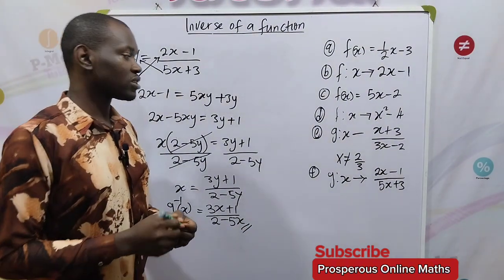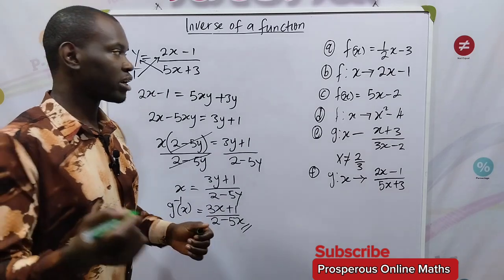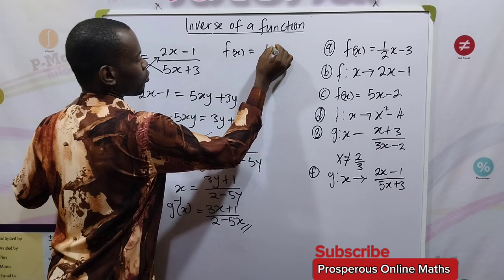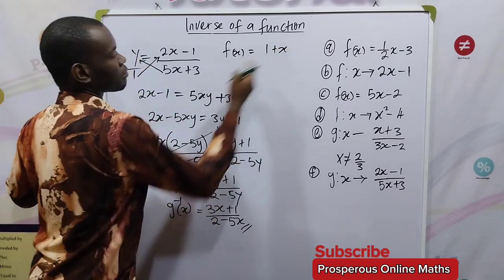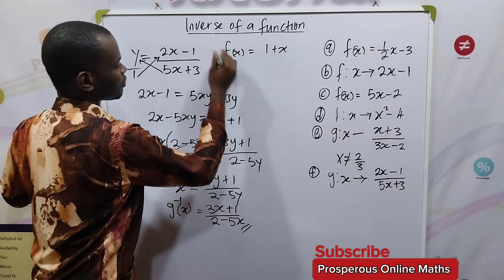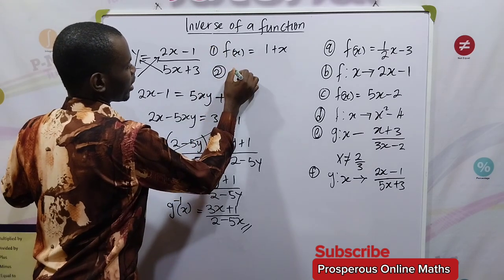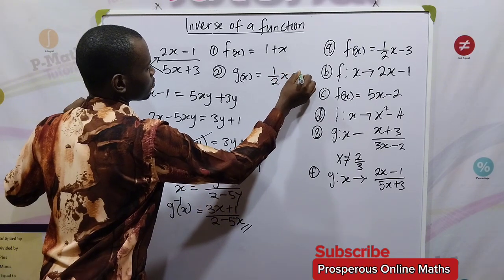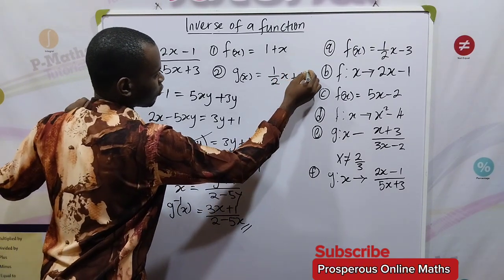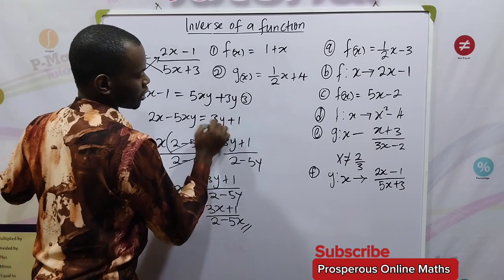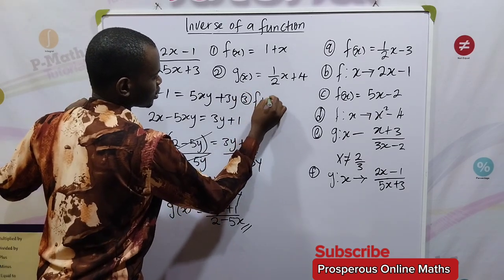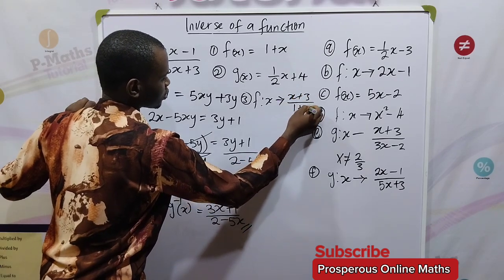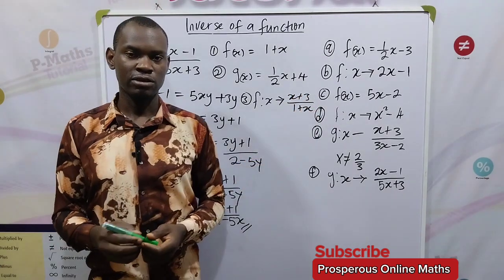Thank you very much for paying attention to this point. I'll give you something to try yourself. So I have f of x to be equal to 1 plus x. Make x the subject of the formula. I mean, find the inverse of this function. Then number 2, I have g of x equals 1/2 x plus 4. And then lastly, I have s such that x tends to x plus 3 over 1 plus x. Find the inverse of that function.